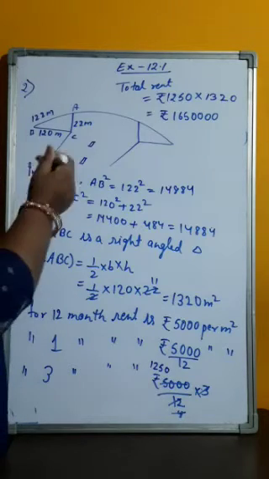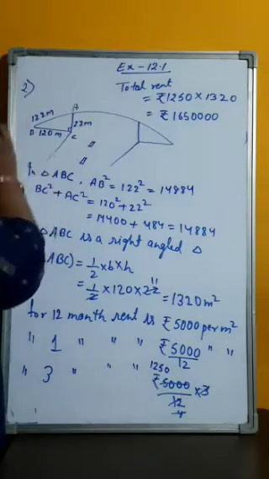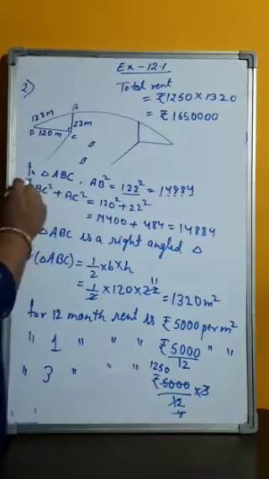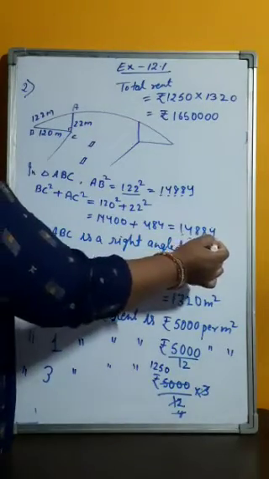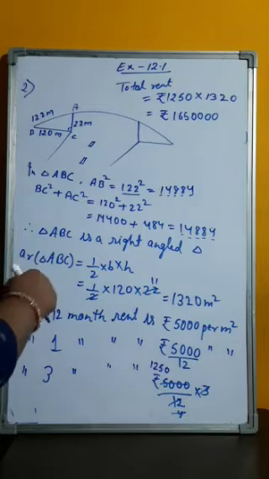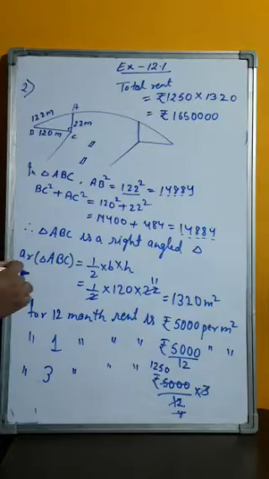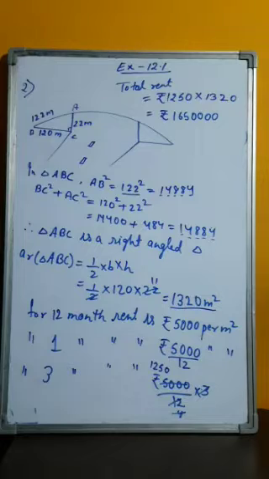So here when you see the triangle ABC, this angle is looking like 90 degrees. Also if you calculate AB square, which is 122 whole square, it comes to 14884. Similarly, the sum of the squares of these two sides BC and AC is also 14884. It shows that Pythagoras theorem is applicable here. So we can conclude that triangle ABC is a right angle triangle. So we can find its area by half base into height. For the base we will take BC as 120 meter and for height we will take 22. So its area is coming 1320 meter square.